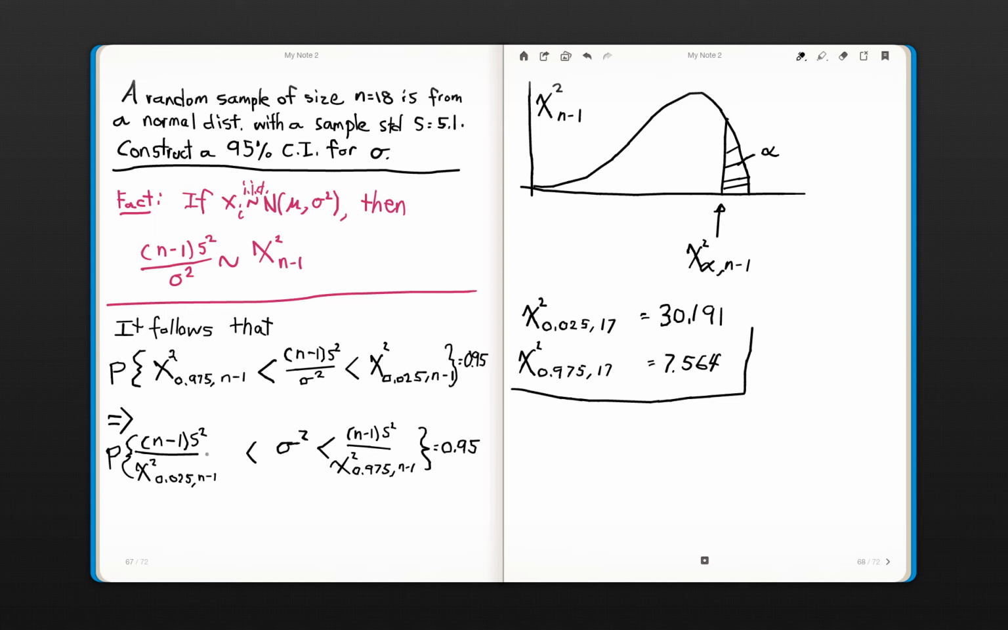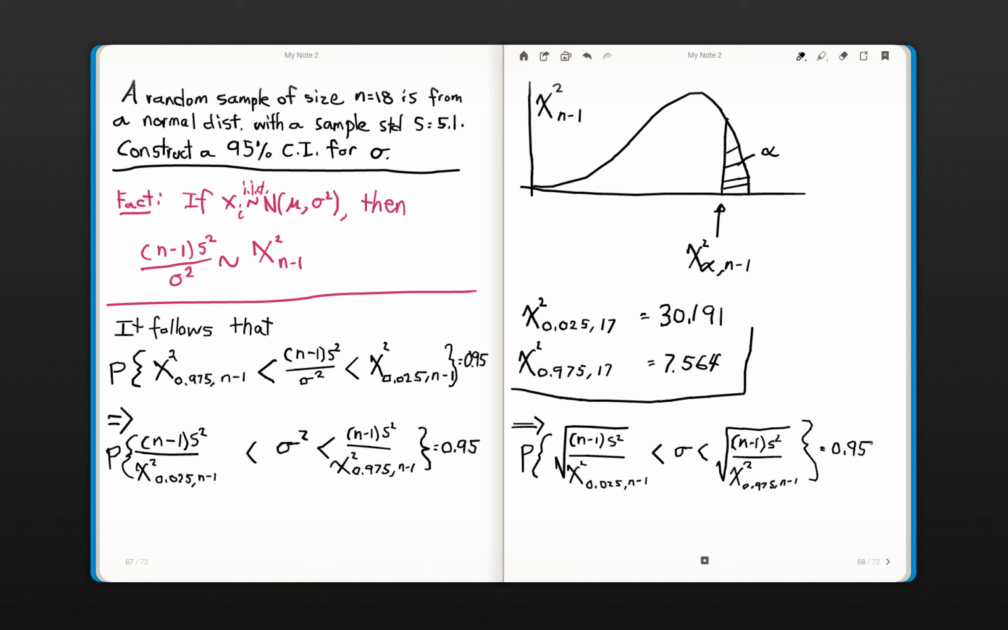Continuing on, because we'll need that data in a moment, we had this probability statement based on the fact, which implied this probability statement, which now implies this probability statement. All we've done is isolate sigma by taking the square root, which is a legal step, and that gives us our 95% confidence interval for sigma. So this statement is precisely saying that this is a 95% confidence interval for sigma.